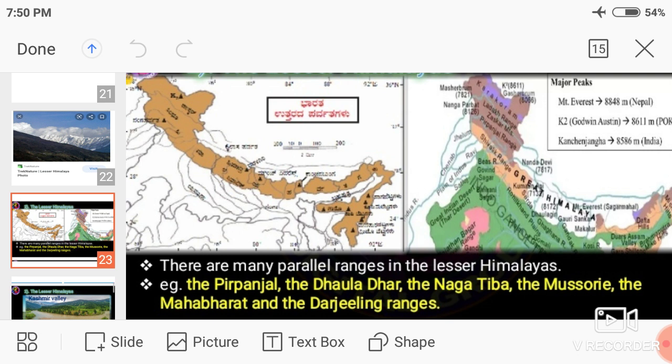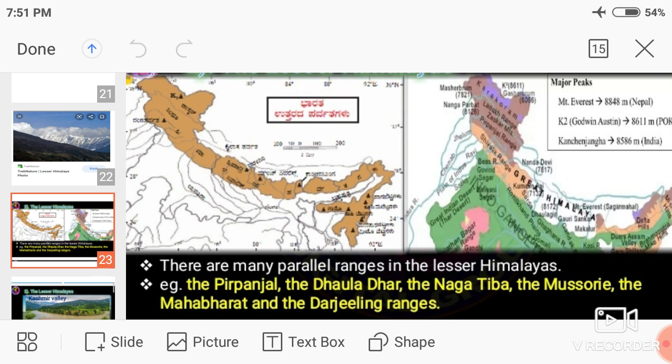The eastern part of the Lesser Himalayas is covered with forest. There are many parallel ranges in the Lesser Himalayas, for example the Pir Panjal, the Dhauladhar, the Nag Tibba, the Mussoorie, the Mahabharat, and the Darjeeling ranges. Keep it in mind.